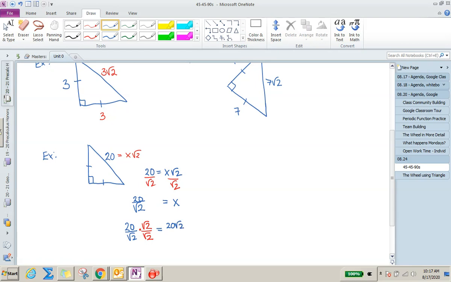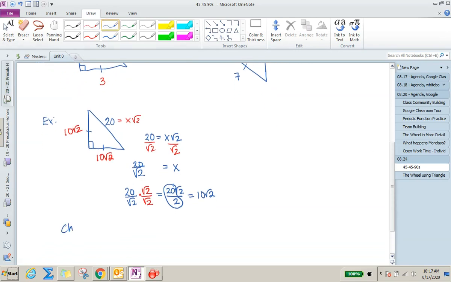And root 2 times root 2 is root 4, and root 4 is just 2. Then because these numbers both exist outside of your root, you can divide them, and we get 10 root 2. And so the legs are each 10 root 2 and 10 root 2. And you can check, because the hypotenuse is always a leg times root 2. So if you take a leg, 10 root 2, and multiply it by root 2, that becomes 10 root 4, which is 10 times 2, which is 20, and that is the hypotenuse.